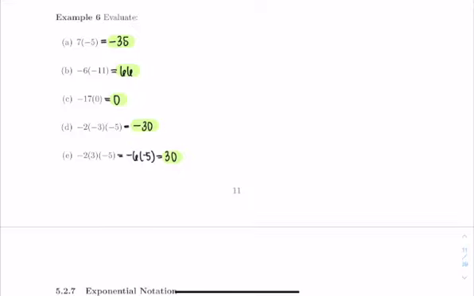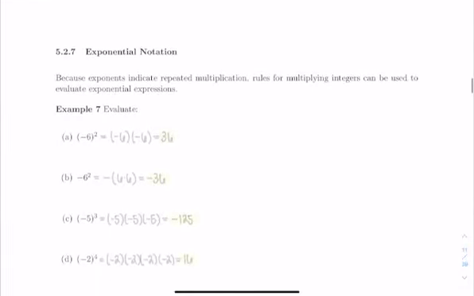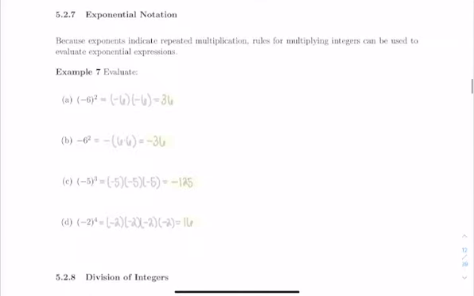Now, exponential notation is what we use to simplify things. So because exponents indicate repeated multiplication, rules for multiplying integers can be used to evaluate exponential expressions.